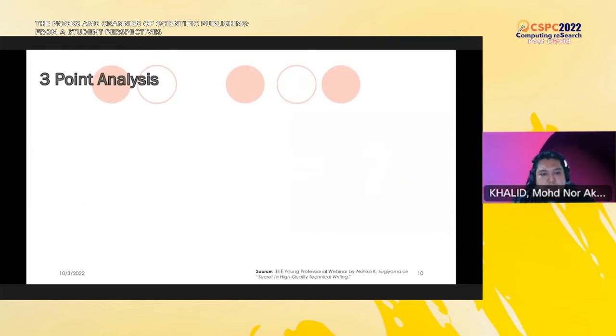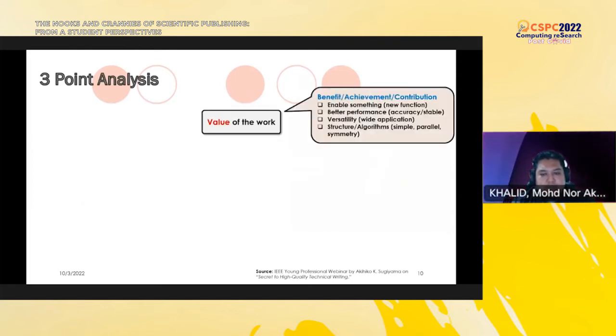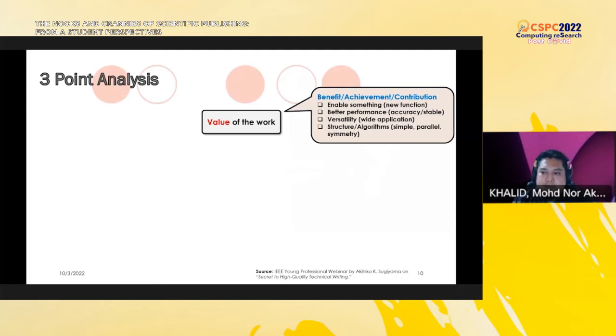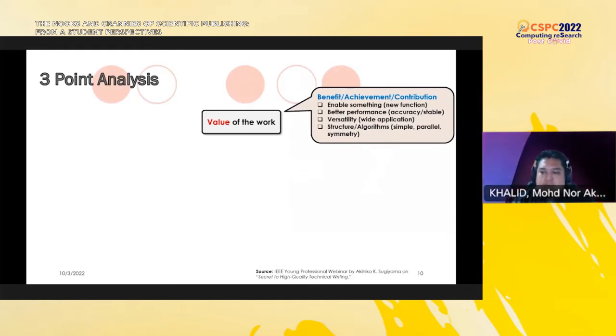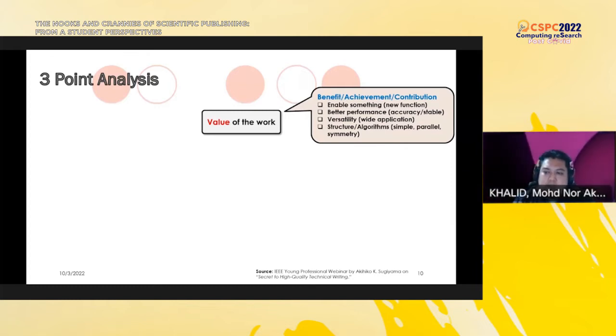So 3-point analysis involves the value of the work, meaning that you try to highlight the benefit, the achievement, the contribution of the work. What are you trying to enable, what performance are you trying to achieve. Is it widely applicable, is it simple, is it parallel, is it symmetrical, something like that.